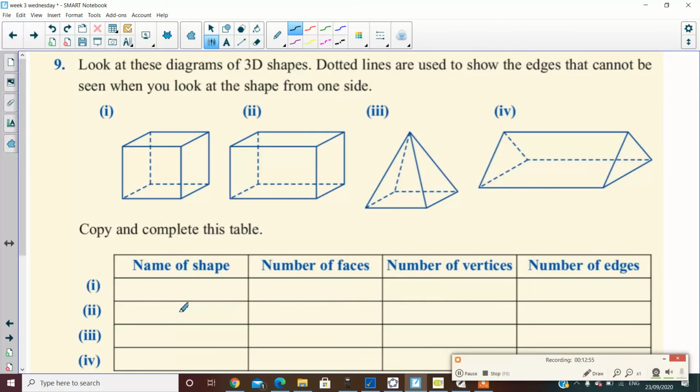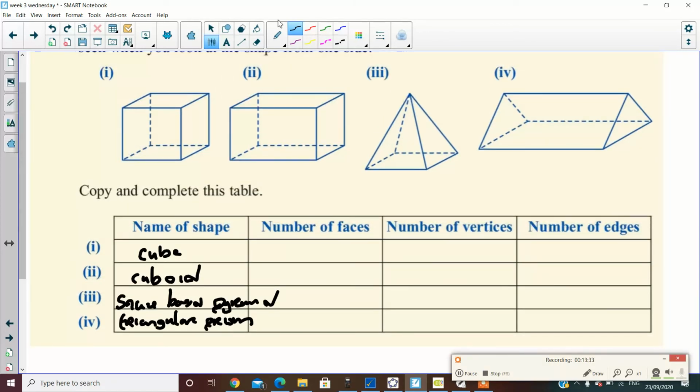Now, what's the first shape? Cube. Next one? Cuboid. What's this one? Square-based pyramid, because it has the square base. And the last one? Triangular prism. No, there's one that has a triangular base. I'll probably show you that later on, all right?